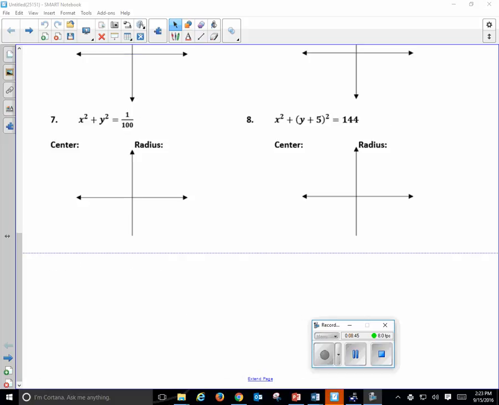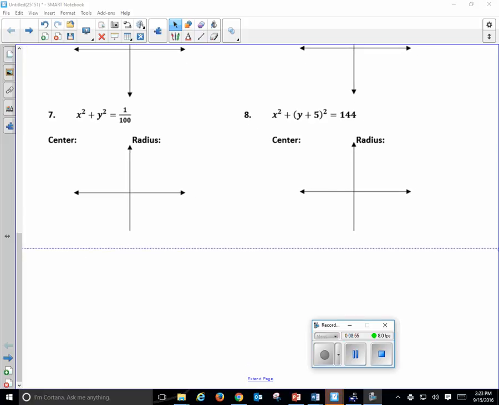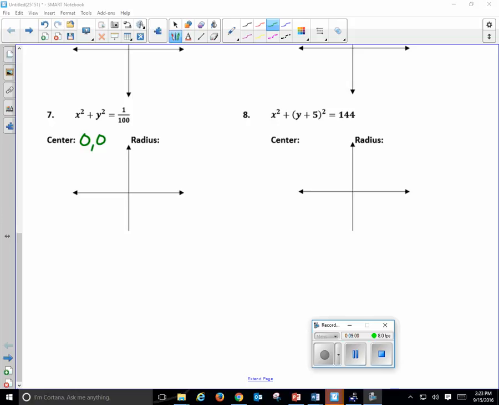First of all, I should be able to identify the center pretty straightforward here. What's the center? 0, 0. If it's just an x squared or just a y squared, it will be a 0. Is everybody clear on that?